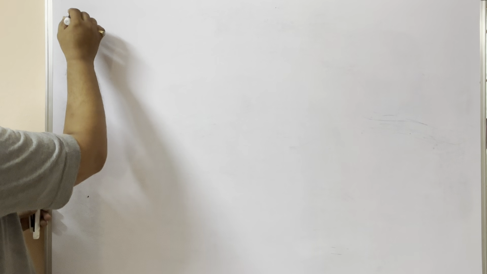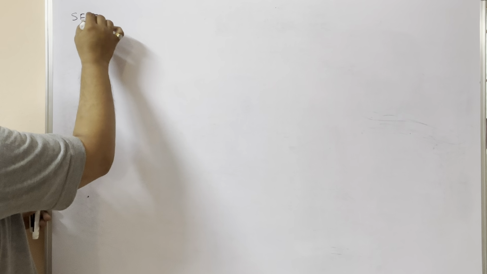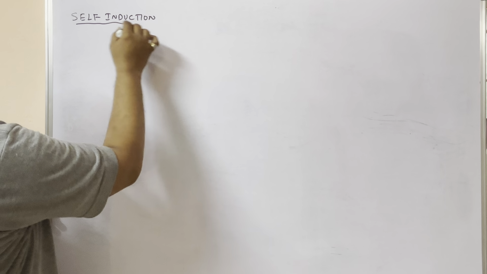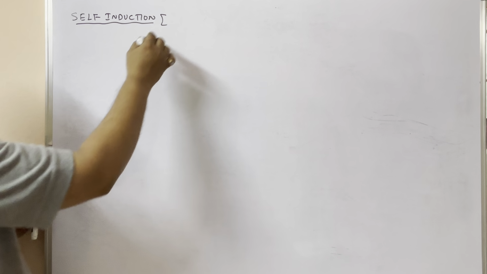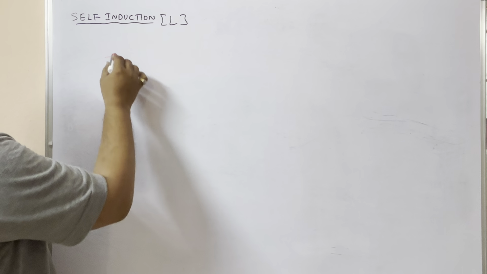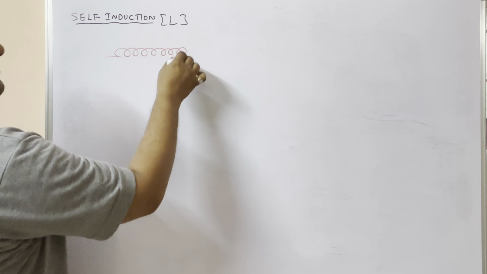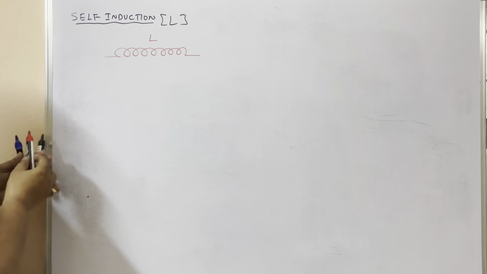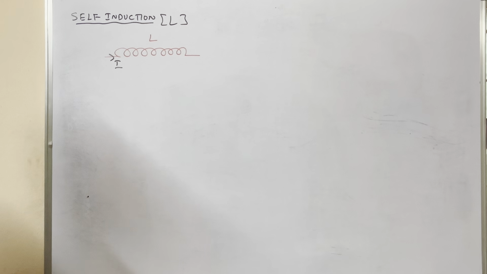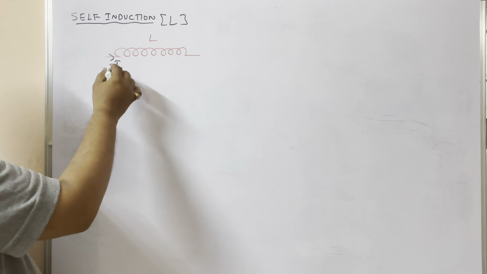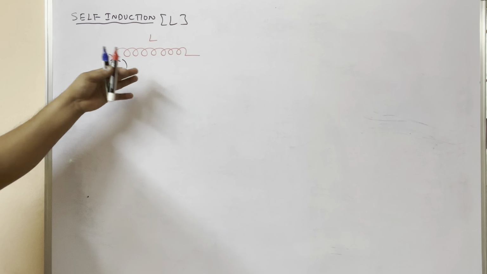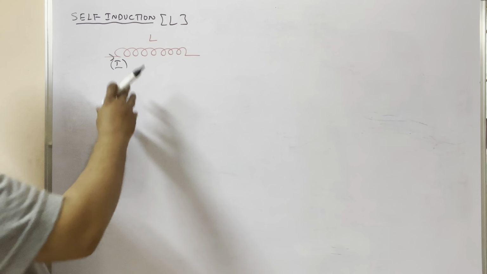In this class, we'll discuss self-induction. The coefficient of self-inductance is denoted with capital L. So, in a coil of inductance L, if current I is passing, whenever current is passing around the current carrying coil, a magnetic field will be developed.